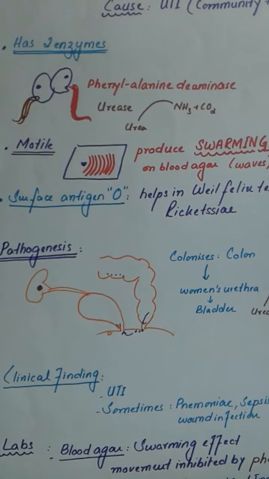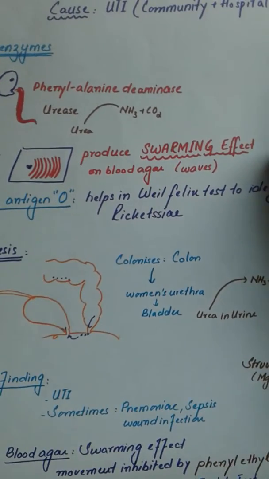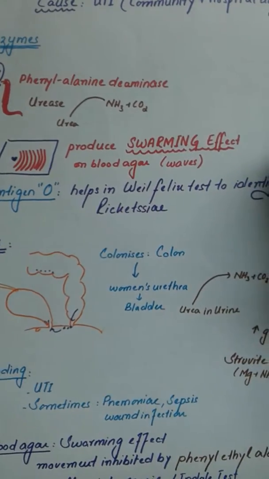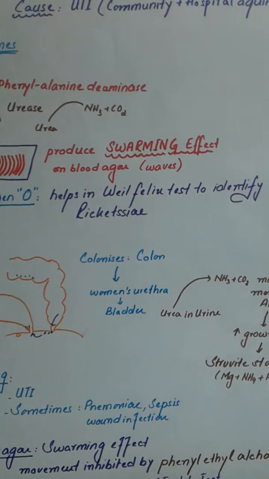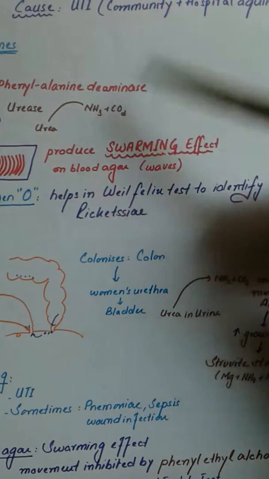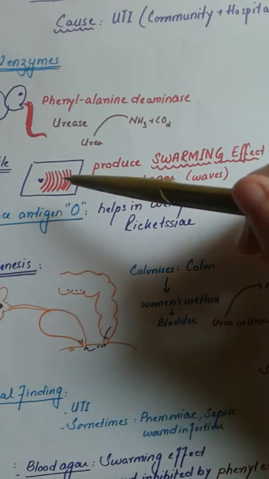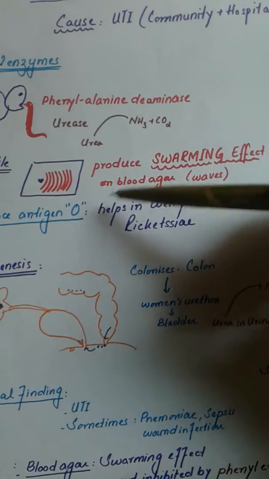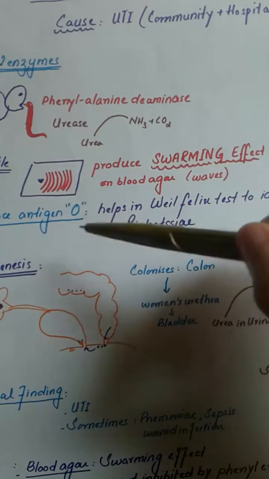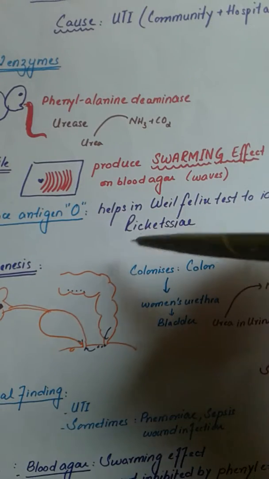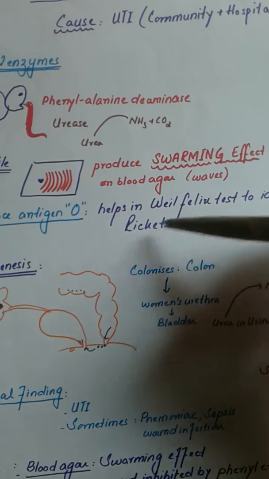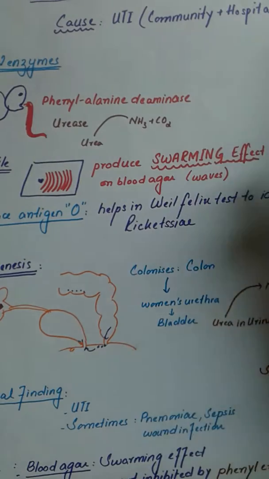Another thing is that it has a surface O antigen. Now, the surface O antigen helps in diagnosing certain diseases. This cell wall O antigen is used in the Weil-Felix test that helps to identify rickettsial antibodies in a serum. So this organism's antigen is actually taken in order to diagnose other diseases such as rickettsial infections. This type of test is known as the Weil-Felix test.